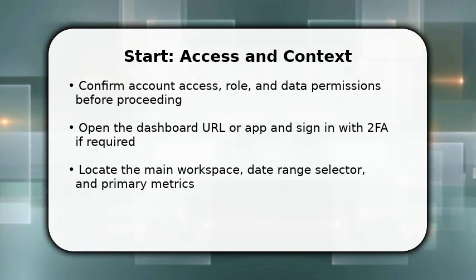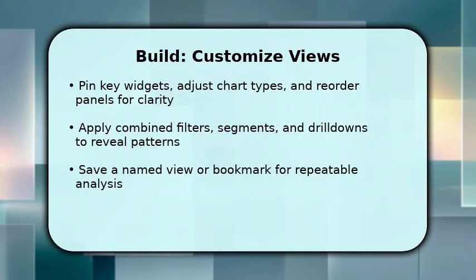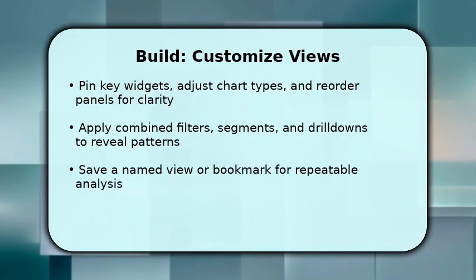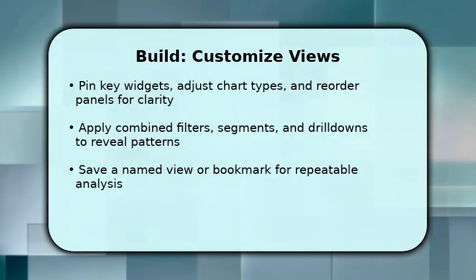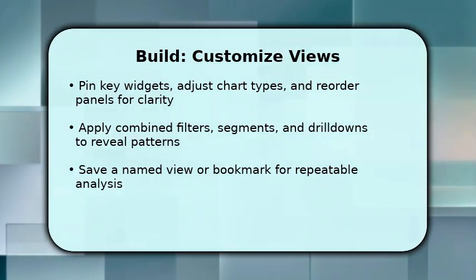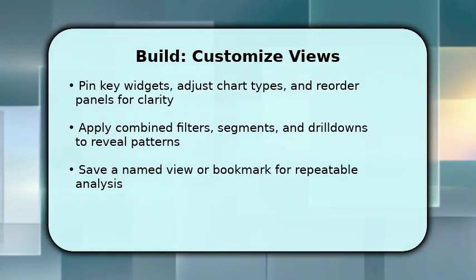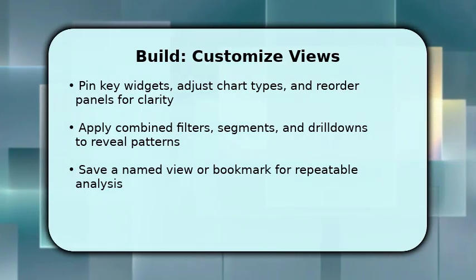You're in the middle of customizing. Focus on clarity and repeatability. Change chart types where trends show better: lines for time series, bars for comparisons, and reorder panels so the top left reflects priority metrics. Apply combined filters and segments to narrow root causes, then use drill downs to inspect individual records. Once a layout works, save a named view so you can return instantly.